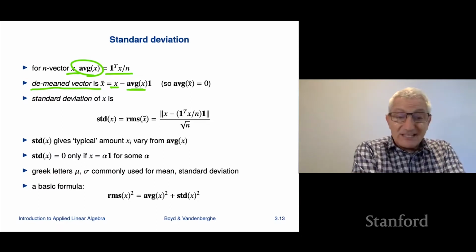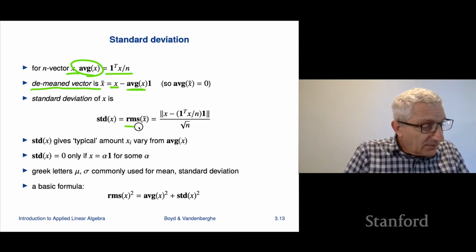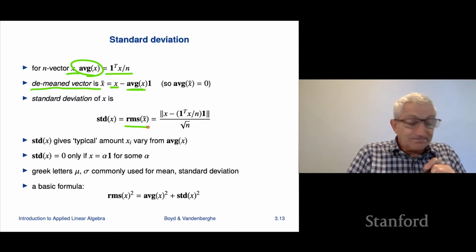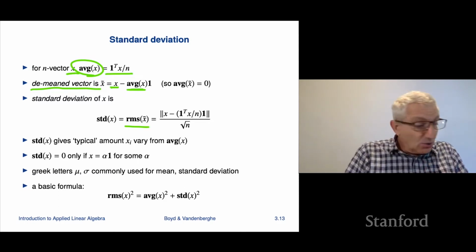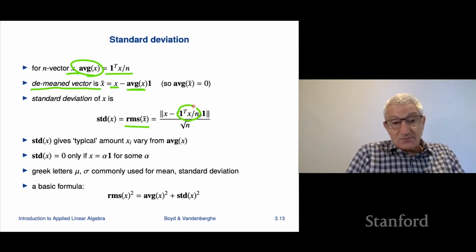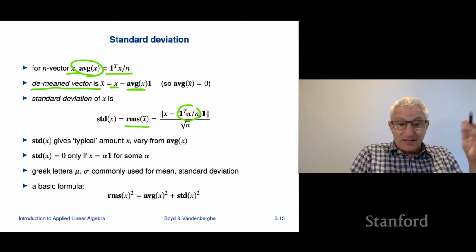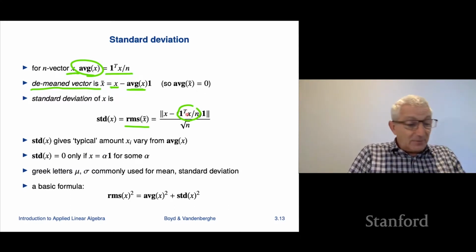This allows us to talk about what the standard deviation is. The standard deviation is nothing more than the RMS value of the de-meaned vector. And if you want to write it out in all its glory, it looks like this. It's x minus inner product of 1 and x divided by n. You'll recognize this part here as the average value times 1s. When you multiply a vector times 1s, you get a vector with all entries equal to this number, the average. And it says subtract that from x and then take the norm, then divide by square root n, which gives you the RMS value. That's the so-called standard deviation.